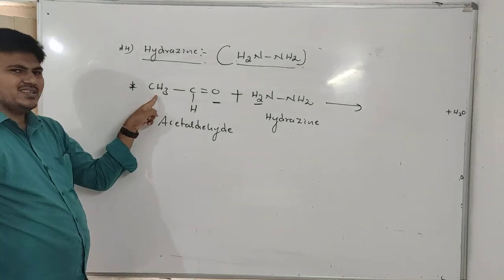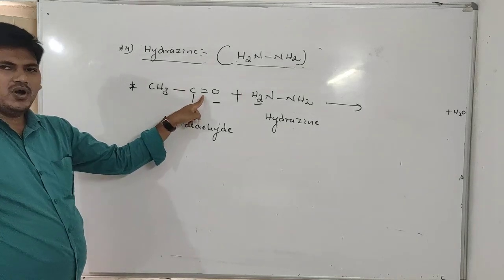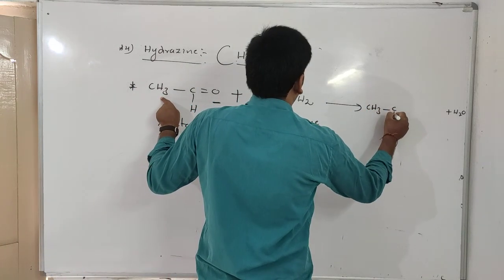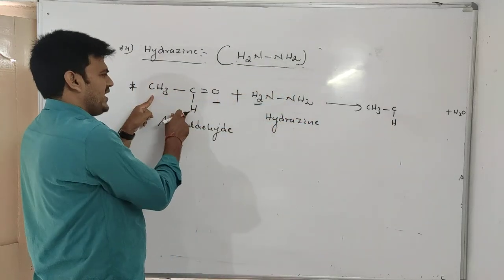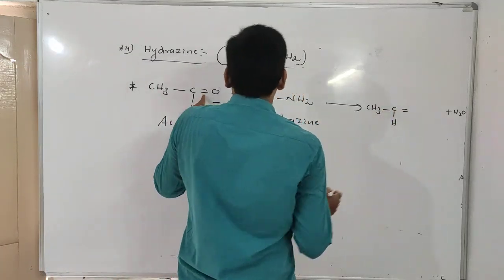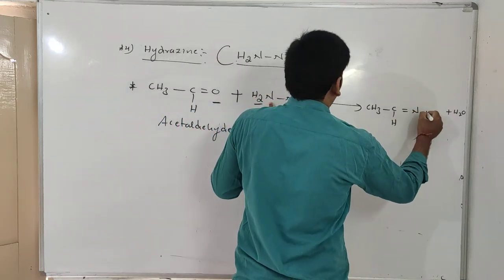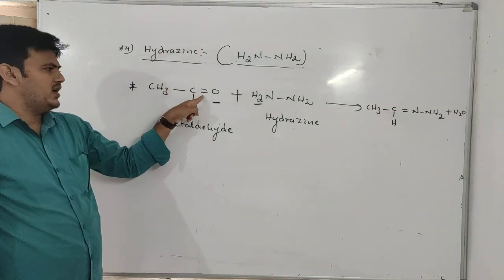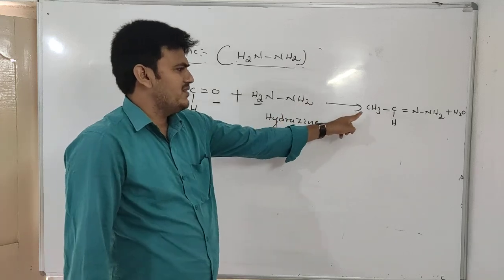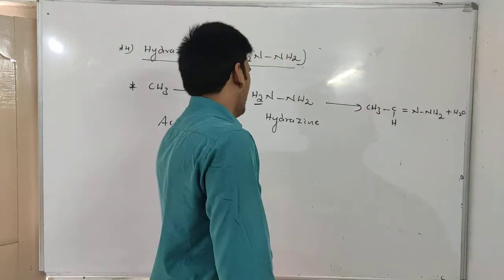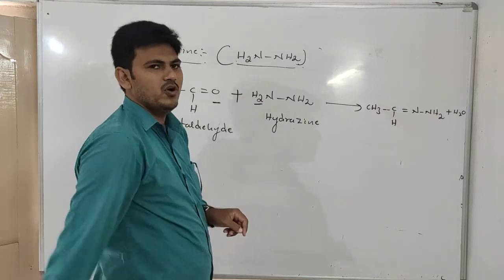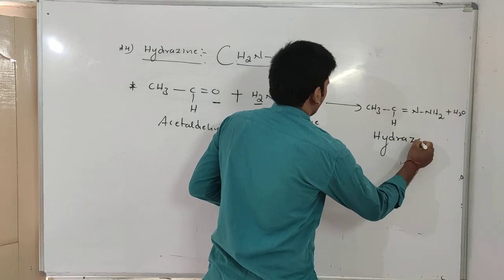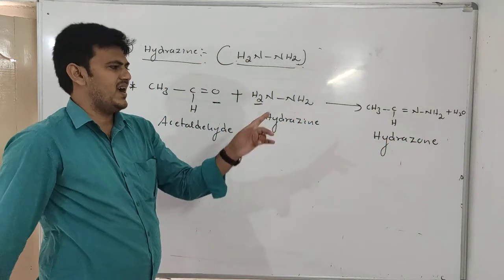So the remaining answer is CH3CH=N-NH2, and the byproduct is water, H2O. The compound name is acetaldehyde hydrazone.